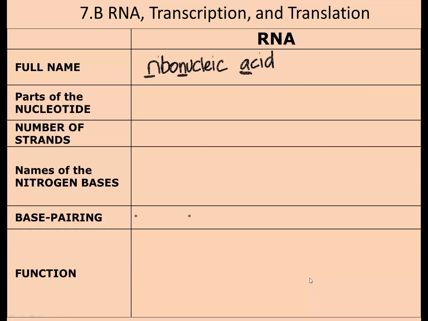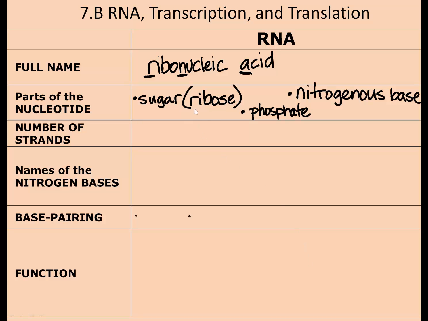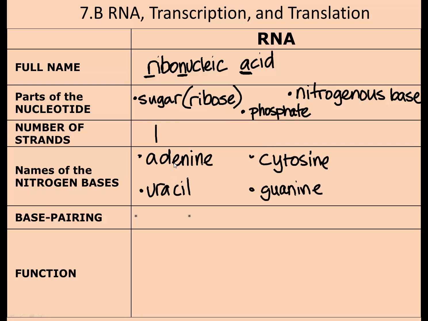RNA, the full name of it, is ribonucleic acid. Parts of the nucleotide: we still have a sugar phosphate backbone, and we have the nitrogenous base, except that we only have one strand of this, so we don't have the rungs. At least we have like half a ladder. Names of them: we have adenine and cytosine and guanine, but instead of thymine, we have uracil. And the A's and the U's stick together, and the C's and the G's, just like always, stick together. Remember that anytime we have an adenine on the DNA, we're going to get a uracil on the RNA.